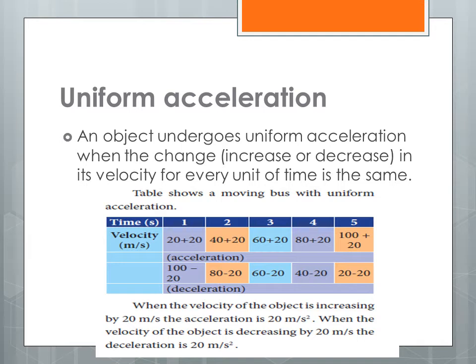In deceleration it will go from last to first. 100, and everything becomes minus. 100 minus 20, 80 minus 20, 60 minus 20, 40 minus 20, 20 minus 20. When the velocity of the object is increasing by 20 m by s, the acceleration is 20 m by s square. When the velocity of the object is decreasing by 20 m by s, the deceleration is 20 m by s square.